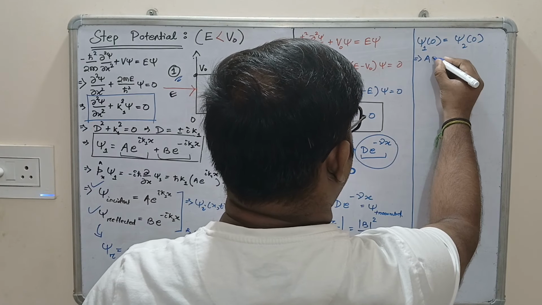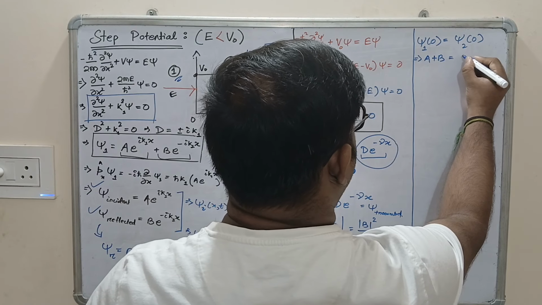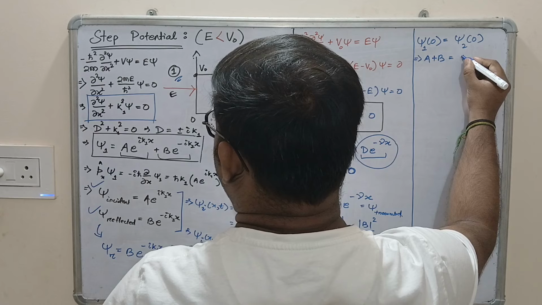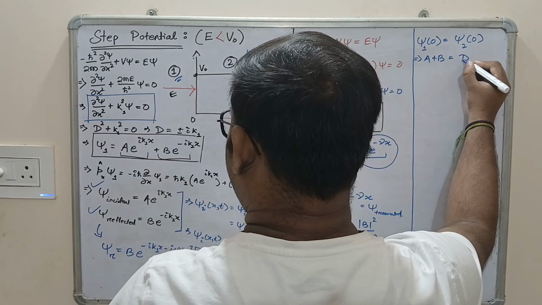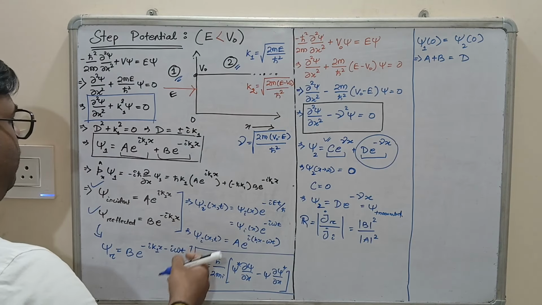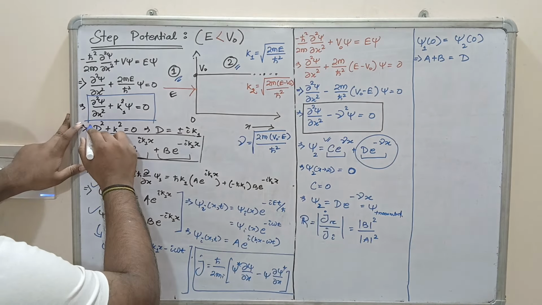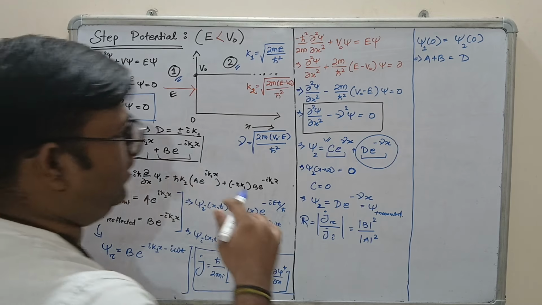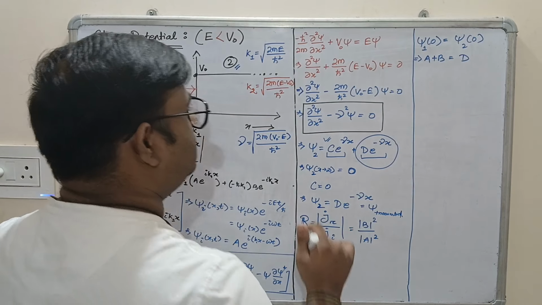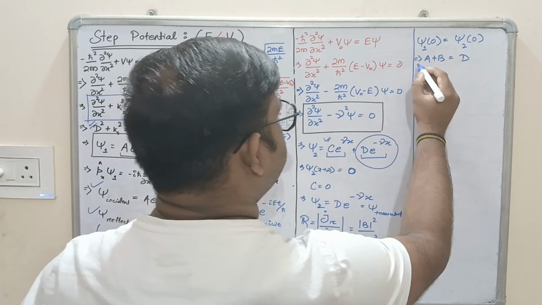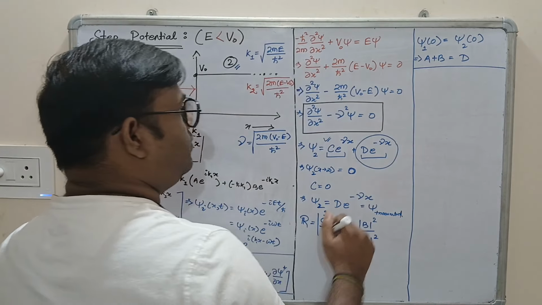That will give us what? A plus B must be equal to D. Don't mistake this D to be this D. This is the d by dx term. We are writing the short form of it. I hope you understand that. Now this is part 1.